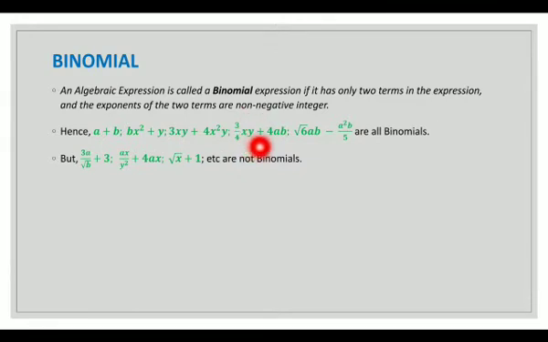3 upon 4xy plus 4ab, root 6ab minus a square b y are all binomials. But 3a upon root b plus 3, ax upon y square plus 4ax, root x plus 1, etc. are not binomials.